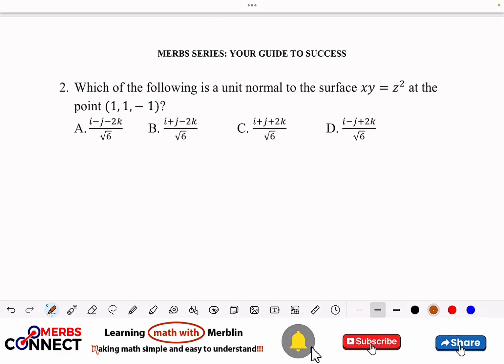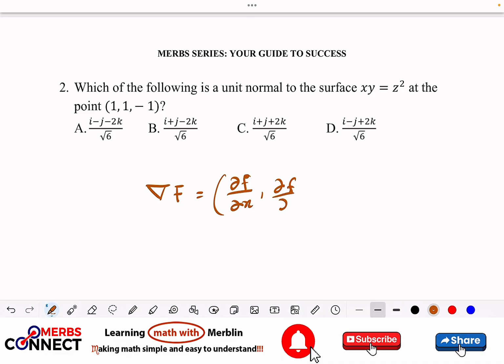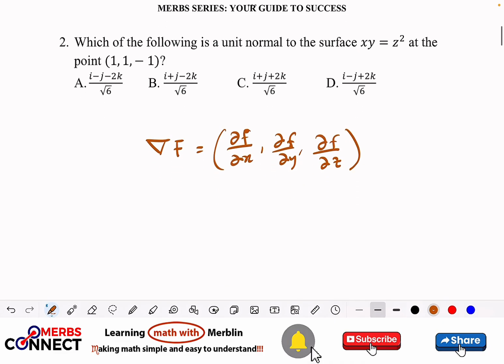Now let's look at question 2. Question 2, which of the following is the unit normal to the surface, right? So this question is kind of like an advanced question. You know, the course that you are going to take next semester, but I think it's also in vectors, right? So what we are going to do here is find the gradient. So the gradient is basically grad f, which is equal to you differentiate f partially with respect to x, this partially with respect to y, and this partially with respect to z. So that's what you are going to do.